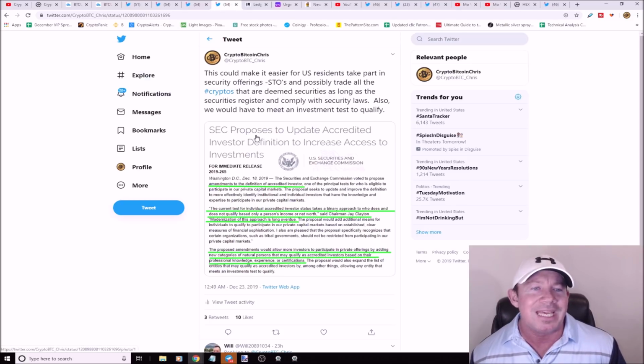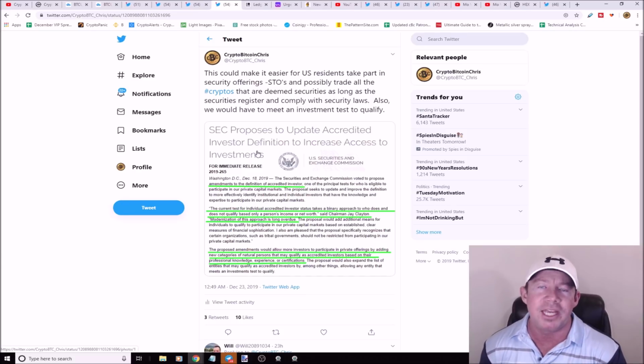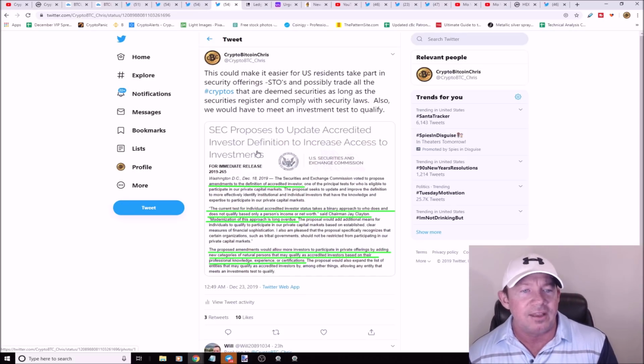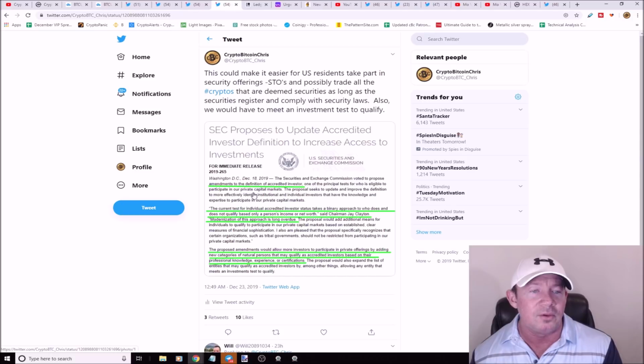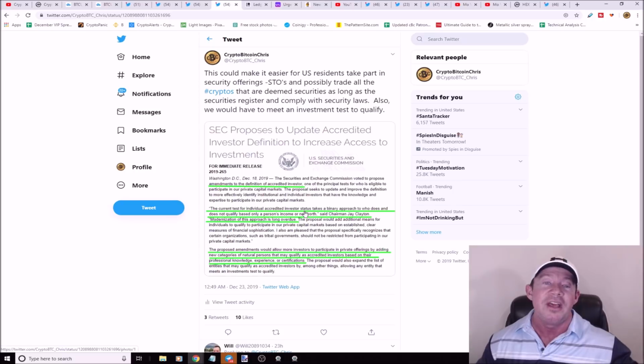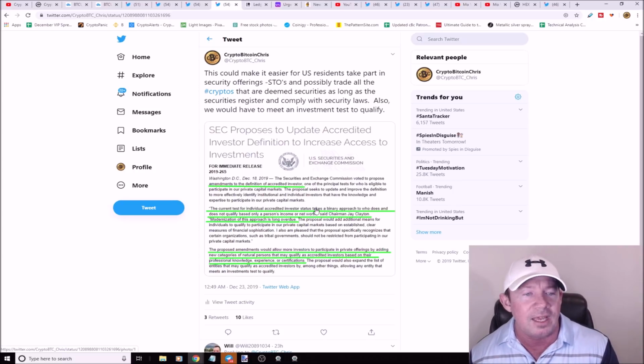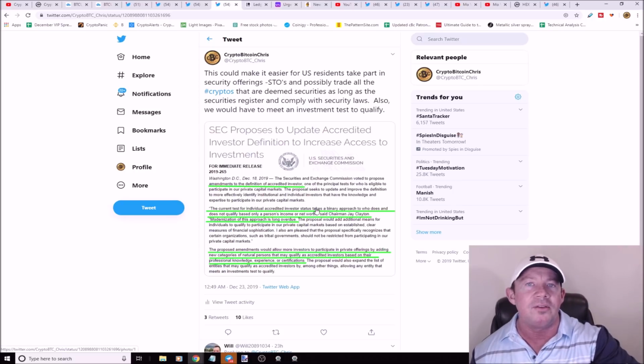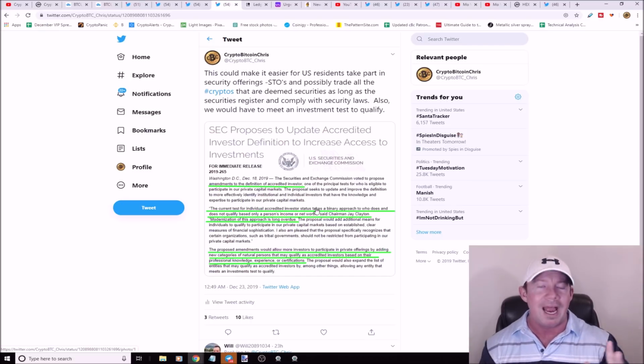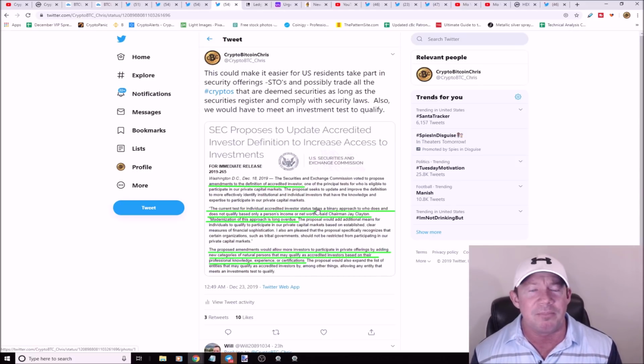So down here it says the SEC, and this is straight from their website, SEC proposes to update accredited investors definition to increase access to investments. This is the game changer that we need in the United States. It's huge that the SEC is coming out to do this. So the current test for individual accredited investor status is a binary approach. This is the SEC chairman, Jay Clayton, who stated this. He says, hey, we need to modernize our approach to cryptocurrencies, period. If you just grasp that subject, that's huge for the SEC to come out and state that. Especially Jay Clayton, who hasn't really been a big crypto supporter.